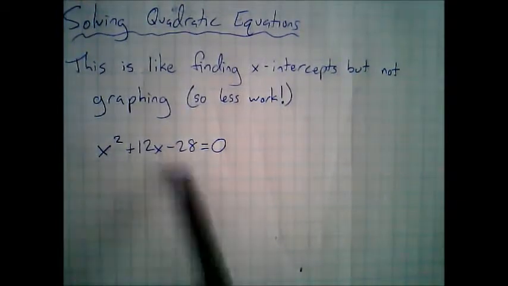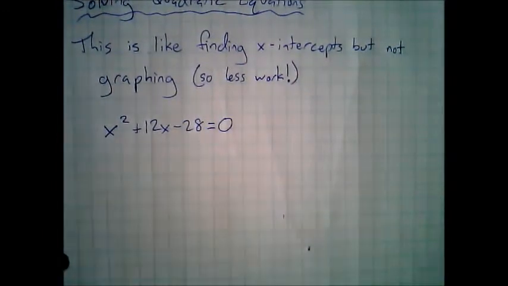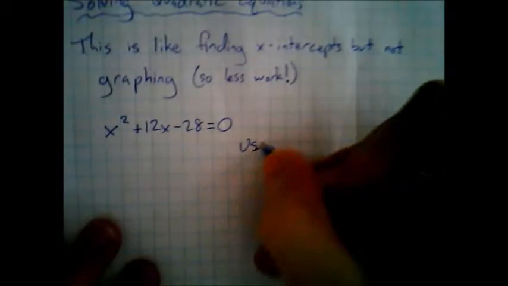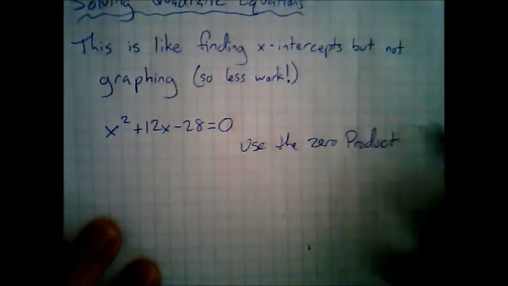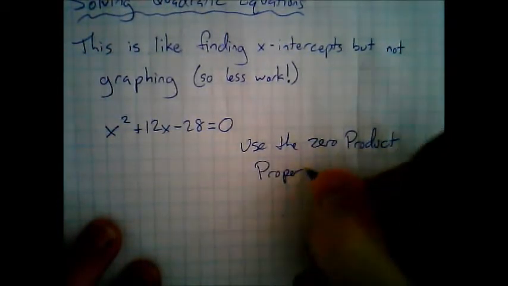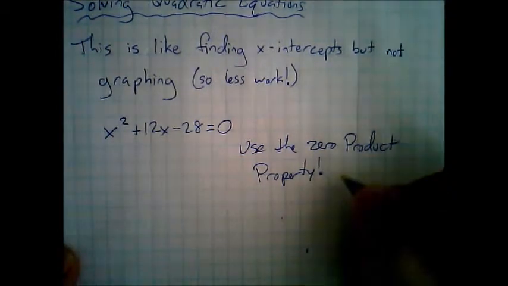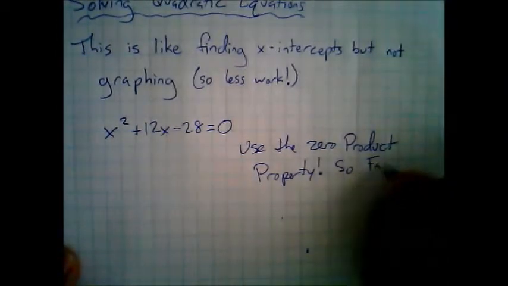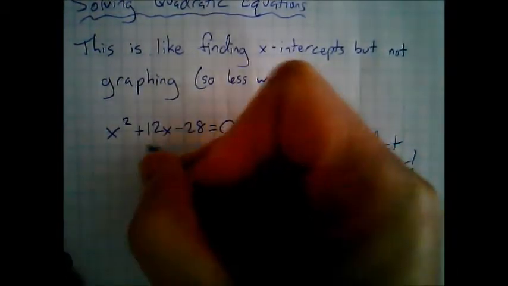We want to know, when is this bungee jumper on the bridge? That's what solving quadratic equations are. When is the bungee jumper on the bridge, or where is the water balloon on the ground? We want to find where he jumps off, where he comes back up. So we do it the same way. We need to use the zero product property, which means we must factor. We're good at factoring, so let's factor this.